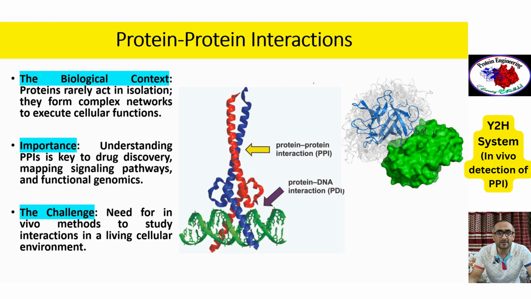So far, in earlier lectures, we have discussed protein-protein interaction detection methods which are used in vitro, for example EMSA or TAP or other methods. But the challenge was that we have not talked about any method which can detect protein-protein interaction in vivo, and that is the Yeast Two-Hybrid system.